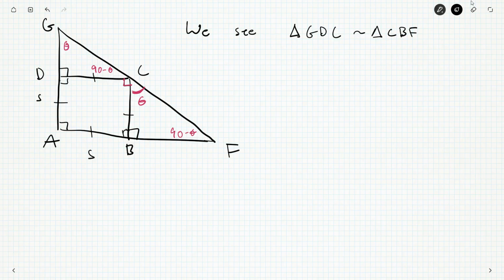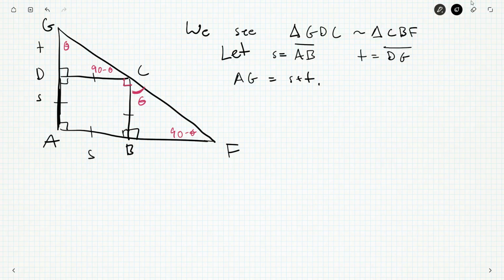Now we already have named S down here, so I don't want to give a new name to AG, but how about we call this T here? So let S equal AB and let T equal DG. So AG is equal to S plus T. That's nice and true. So now we'd have 1 over AG is equal to 1 over S plus T. And now the question is, what is BF?